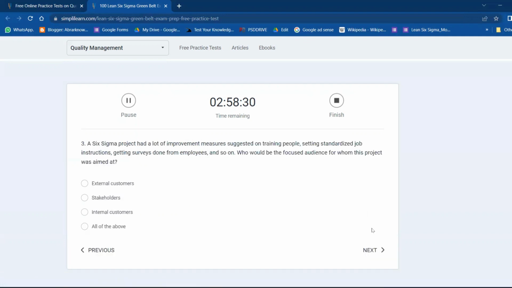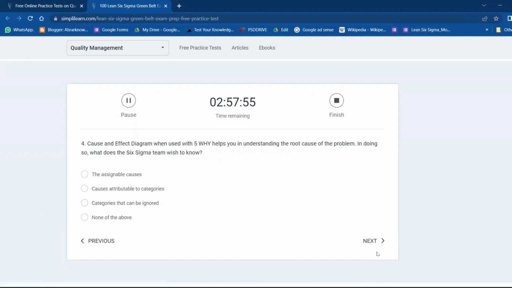The third one: a Six Sigma project had a lot of improvement measures suggested, such as training people, setting standardized job instructions, getting surveys done from the employees, and so on. Who would be the focus audience for whom this project was aimed at, right? So the answer is internal customer, because it is more of a process improvement. We're not talking about the external customer, we're not talking about the stakeholder. So the right answer would be internal customer. Let's go to the fourth one.